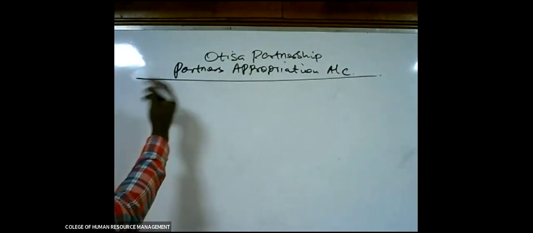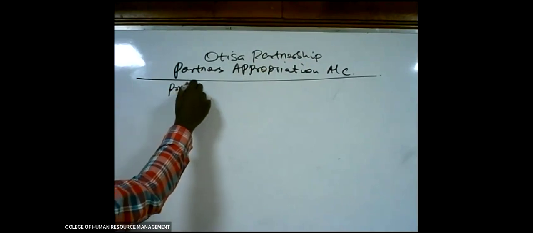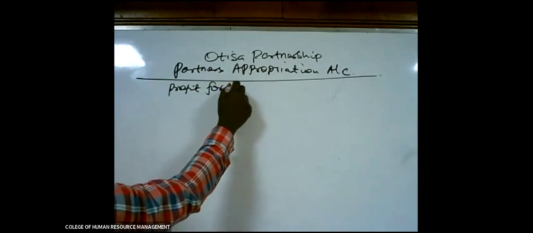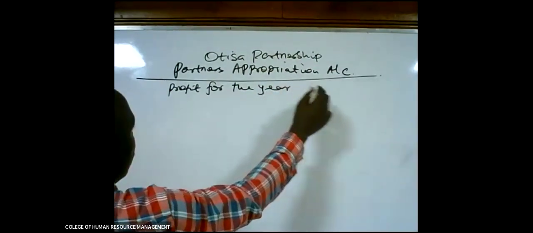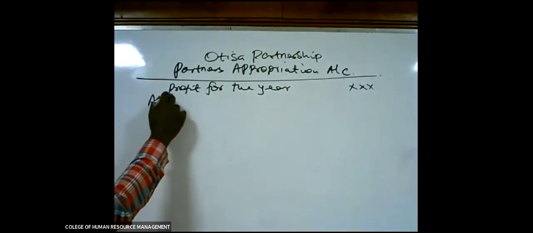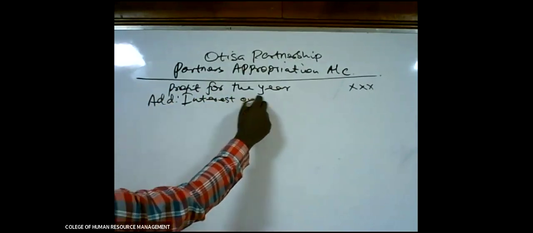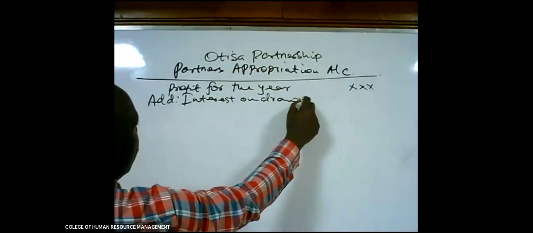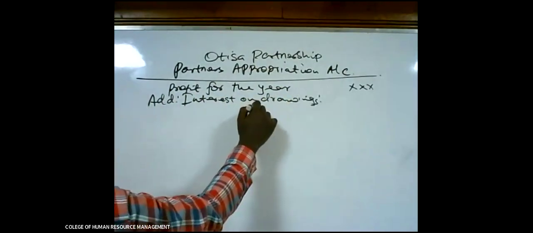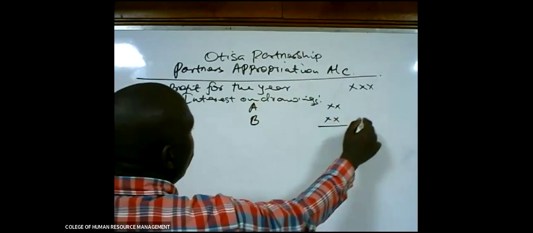So we normally start here. That's a format. We normally start with the profit for the year. I told you what you add to the profit for the year. It is the interest on drawings. A and B. I'm just giving you a format for now, and then we do the question.